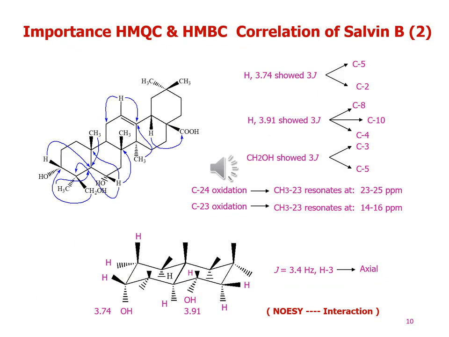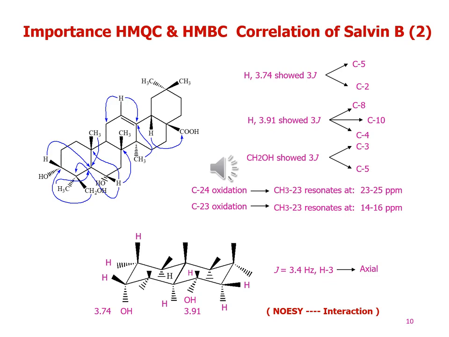Let's see important HMQC correlations, that is relevant to proton-proton correlations, and HMBC correlations, that is relevant to proton-carbon correlations of the Salvin B molecule. Similarly, we will discuss here some important NOESY interactions, in which we confirm the stereochemistry of the hydroxyl group at carbon 3 position and carbon 6 position. The oxymethine proton, which resonates at 3.74, shows proton-proton correlations with two other protons and hence could be assigned to the usual carbon 3 position. The smaller coupling allows us to assign an axial configuration to the hydroxyl group.